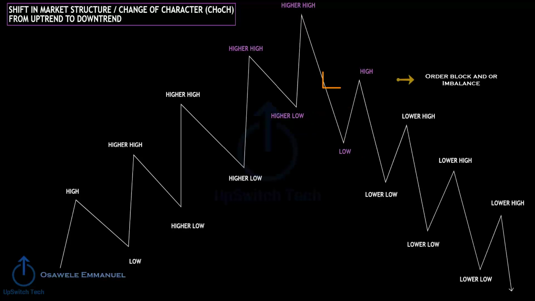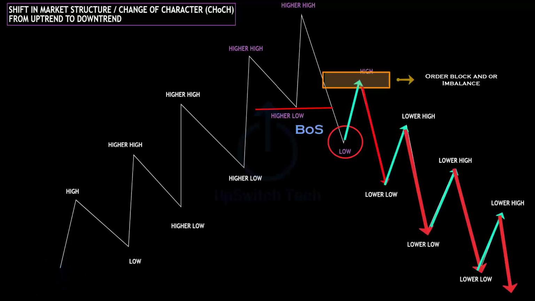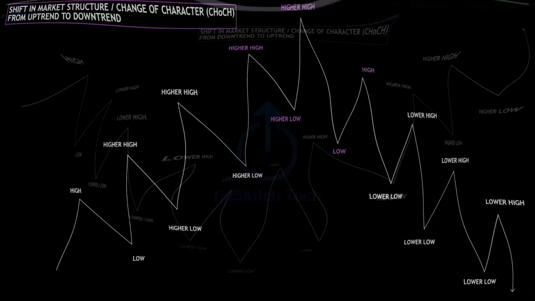If the market created an order block, or an imbalance just before it broke the previous higher low, there is a high probability that the market price will go back upwards to tap into that order block, or imbalance before going downwards fully, that is, before starting a downtrend, either for a short time or for a long time, by creating a series of lower highs and lower lows.